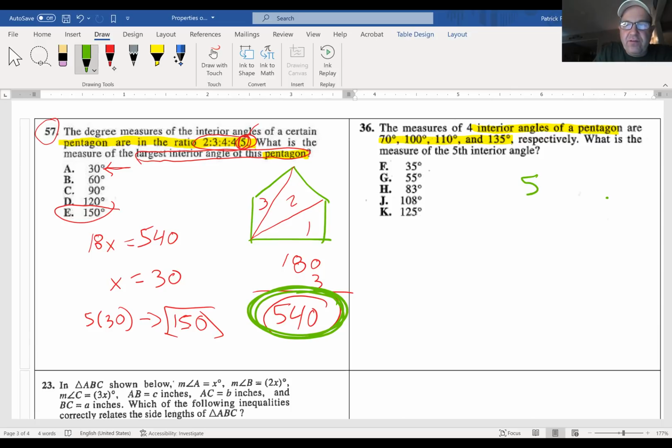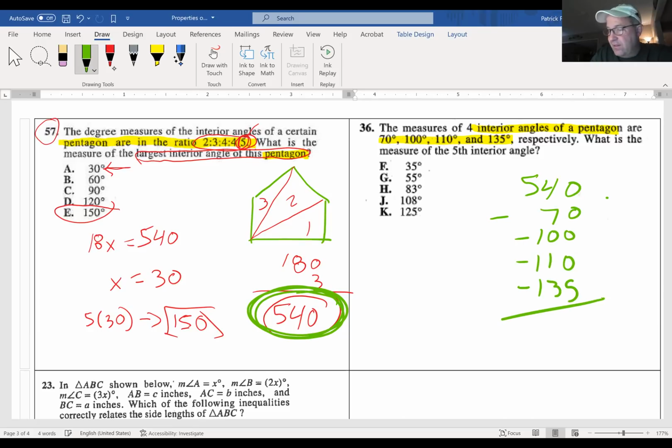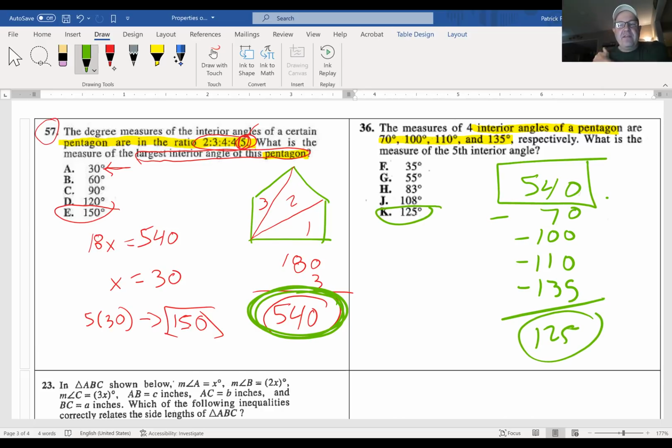Okay, so hopefully everyone took your calculator and just subtracted 70 and the 100 and the 110 and the 135 from that and got an answer of 125 degrees. Okay, so this was hinged upon knowing that the sum of the angles in a pentagon is 540.